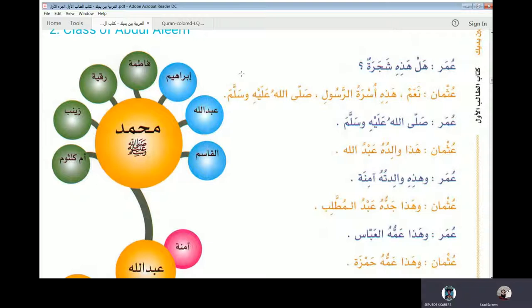Na'am, hadhihi usratu rasuli sallallahu alayhi wa sallam. Okay, I'm not hearing you very well. Na'am, hadhihi usratu rasuli, sallallahu alayhi wa sallam.